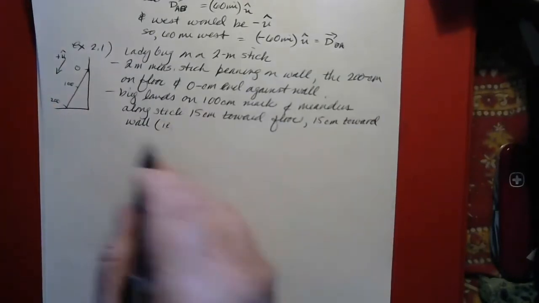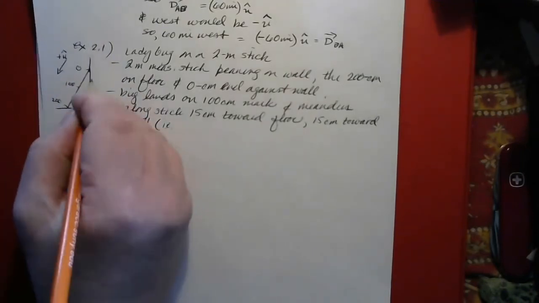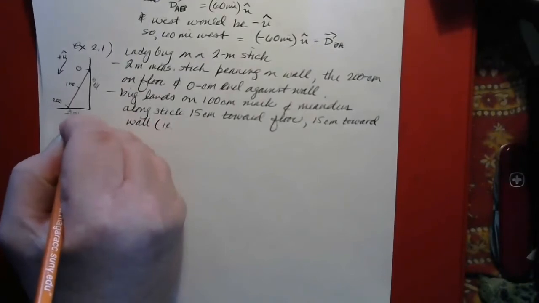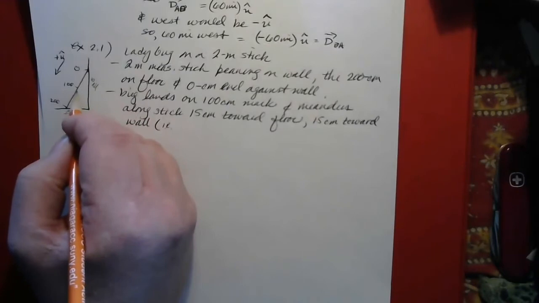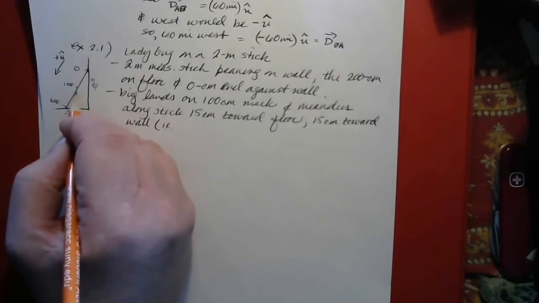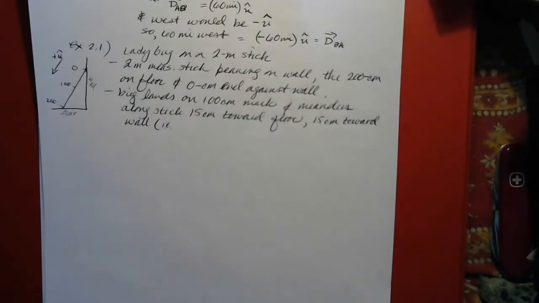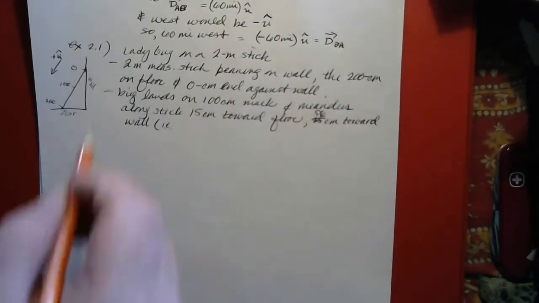And then the book says 15 centimeters toward the wall, which I think is potentially confusing, because this is the wall here, and this is the floor. And the book says the bug basically goes 15 centimeters. No, wait a minute. It was 56 centimeters. 56 centimeters toward the wall.